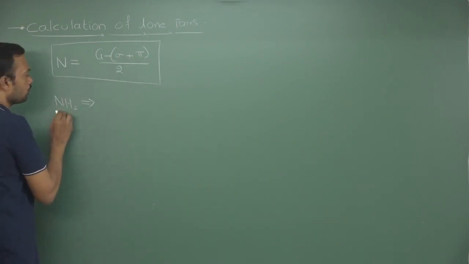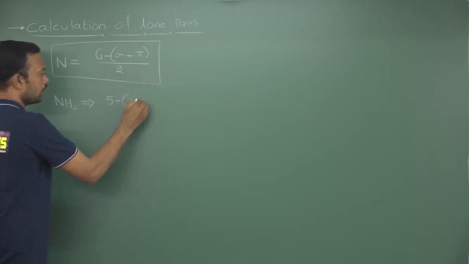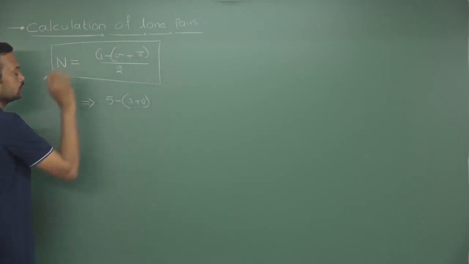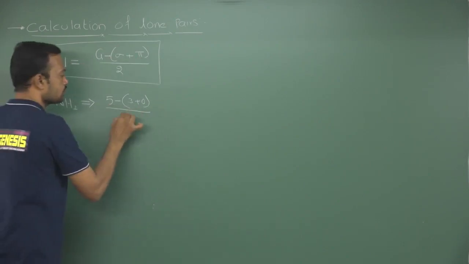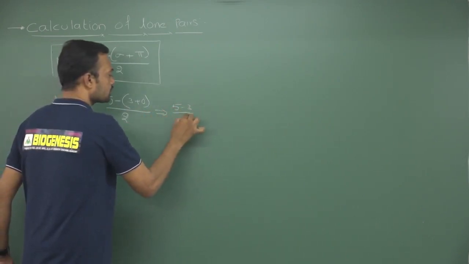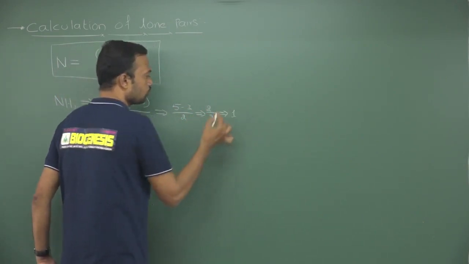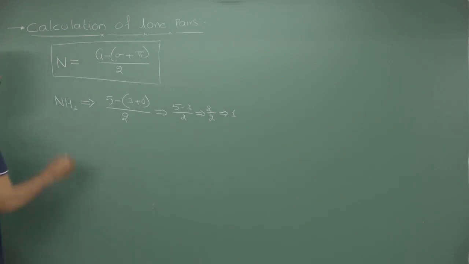The group number of nitrogen is 5. The number of sigma bonds is 3, and there is no pi bond. So it is divided by 2. Here 5 minus 3 by 2, that is 2 by 2, and finally that is 1. It means ammonia carries one lone pair of electrons.